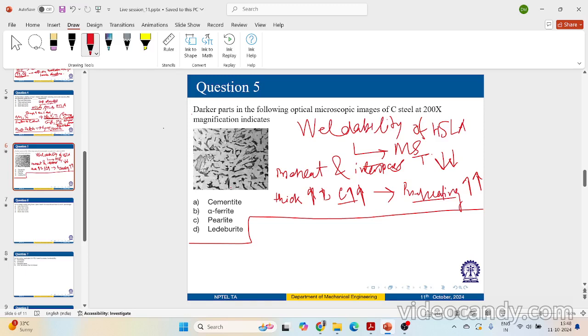So if you do this etching in your steel structure, you will see this kind of microstructure. One is dark etched, one is light etched. So which are the darker parts? The darker parts are the pearlite structure, these black ones, and the light etched region is the ferrite portion. Remember that. The dark etched region is pearlite, and light etched is ferrite, right?